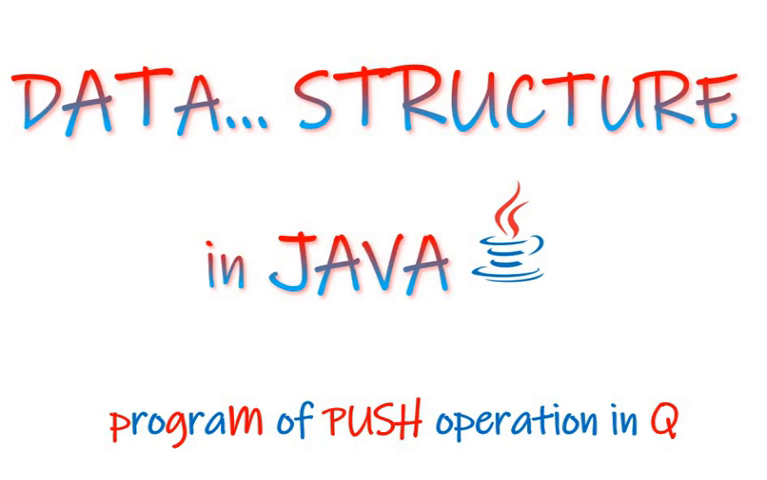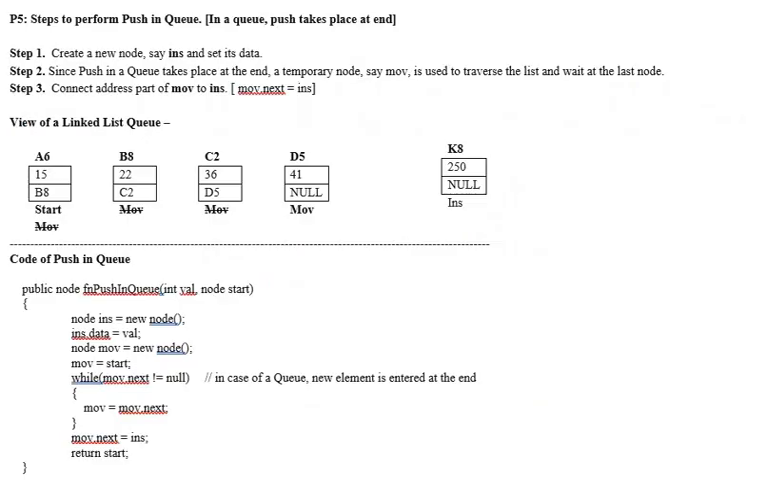Data structure in Java continued. This time, the program of push operation in queue. So this shows the steps to perform push in queue. In a queue, push will take place at the end, as in the previous videos you were shown.